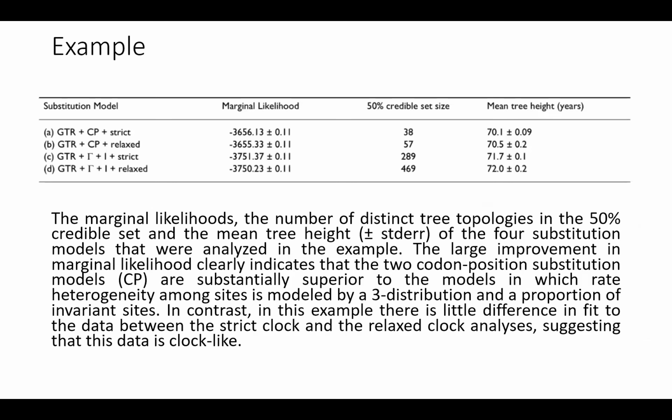The root date was estimated around 1924, with a substitution rate of approximately 8.38 times 10 to the power of -4 per year. The GTR plus CP models produced more precise and concentrated posterior distributions of tree topologies compared to GTR plus gamma plus I models. Pavel, please continue.